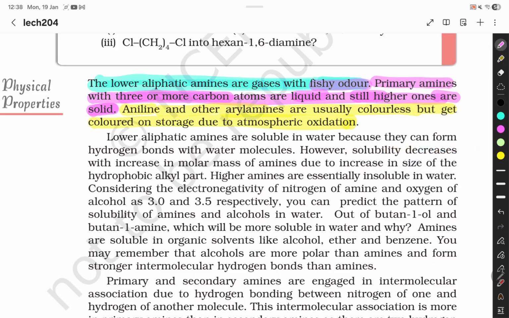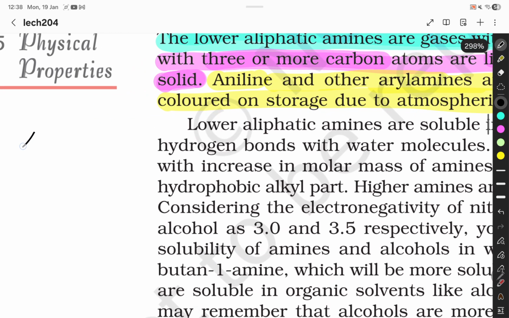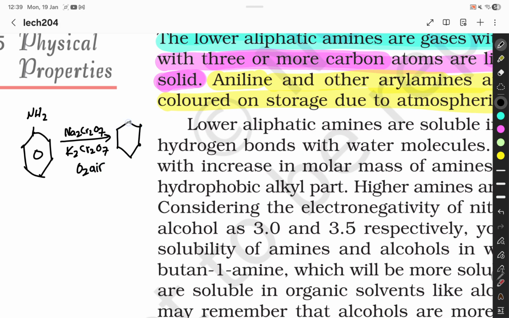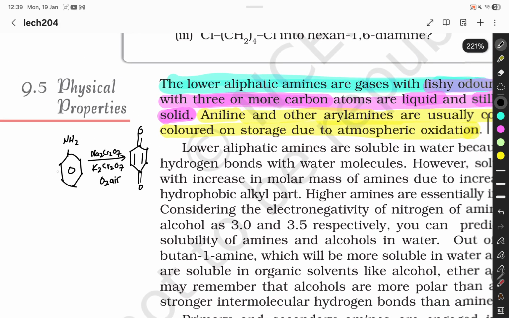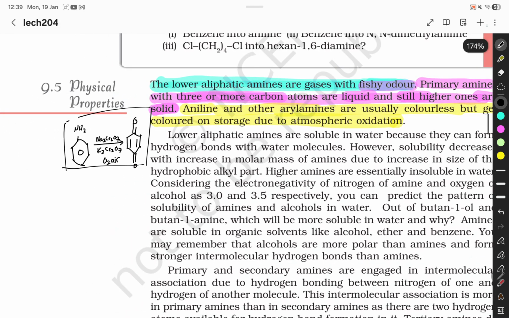And one thing you guys have to know is that Rishabh told in the group, if you provide aniline, for example, with Na2Cr2O7 or K2Cr2O7, with O2 in air, it forms benzoquinone. Okay, it forms benzoquinone, and that is partially why it is colored. So please make sure you mark that up.